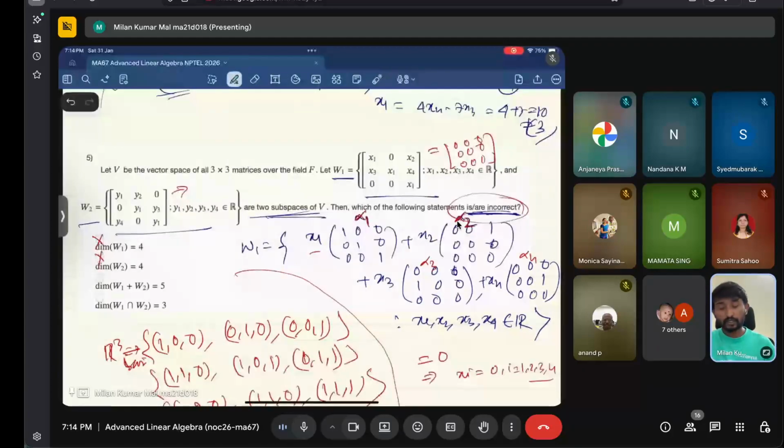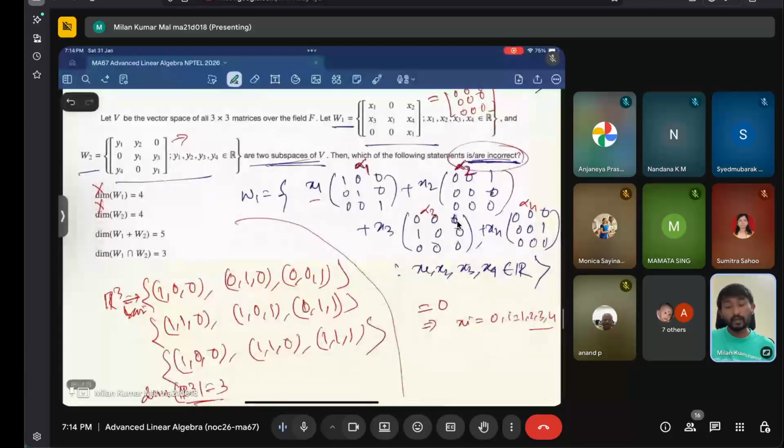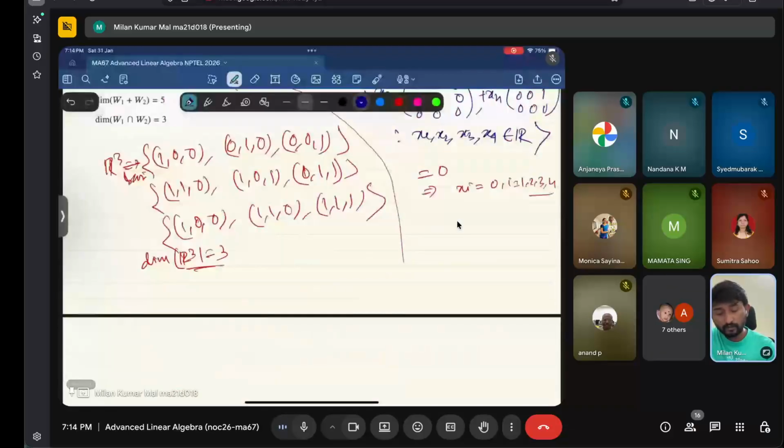Now let me go to the set W1 plus W2. W1 plus W2 means the sum of two entries, basically. So what is W1 plus W2? It is the set of elements w1 plus w2, such that w1 is coming from big W1 and w2 is coming from big W2. This is what W1 plus W2 is.